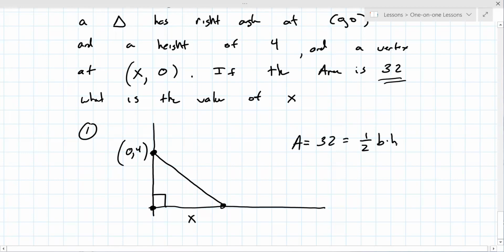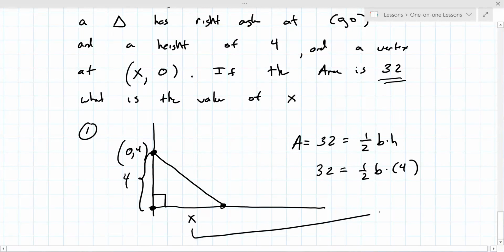Do we know either of those values? We know the height. The height is 4. And do we know the base? Well, we know it's x, so we could make x b. Is there enough here to solve for b? Can you figure out what number goes here? Yes, I can.